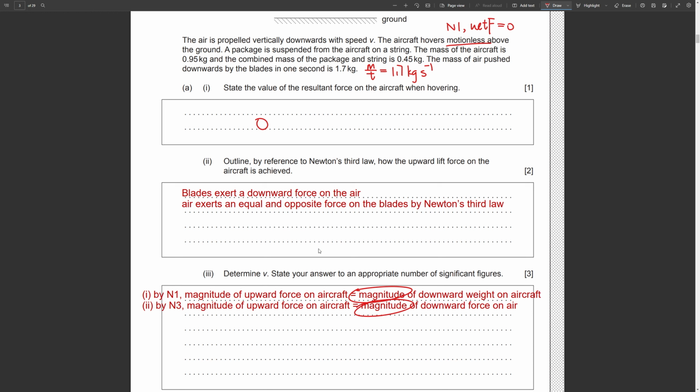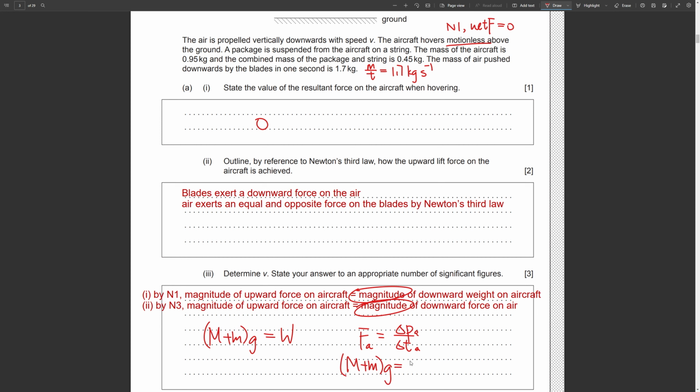And how do we calculate the magnitude of these two forces? Let's focus on the weight first. The weight is the total mass times g. Big M plus small m times g is the total weight. This is the total downward force acting on the aircraft. And the downward force acting on the air is based on the rate of change of momentum of the air. The force acting on the air, according to the equation above, should be the same as the weight, therefore big M plus small m times g.